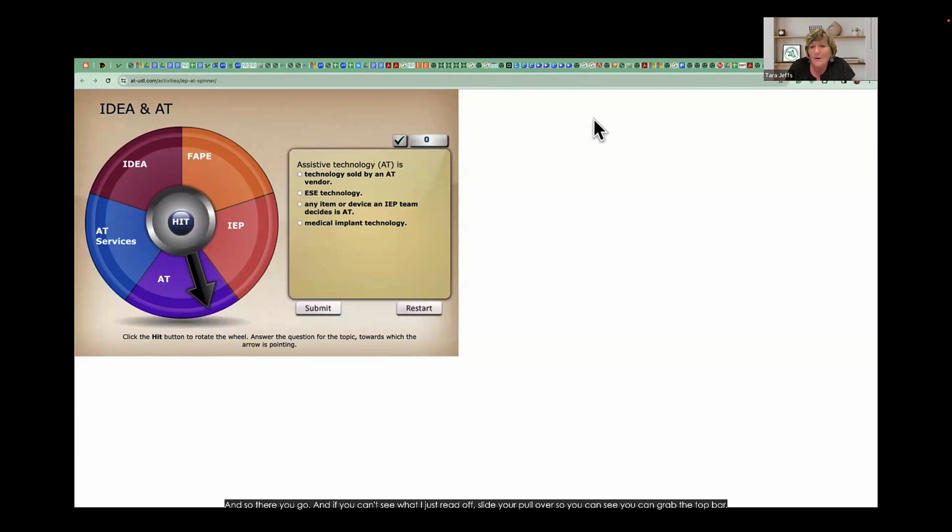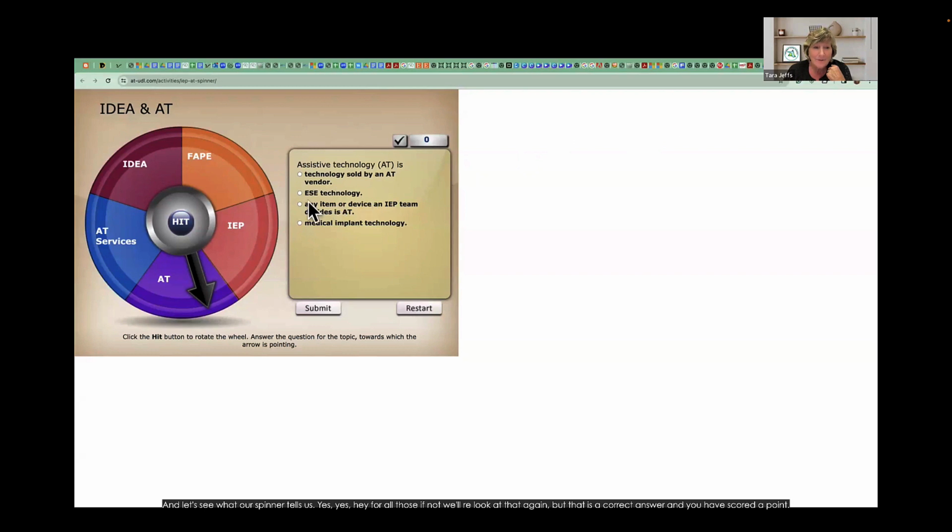You can grab the top bar. It looks like we've got 16, 17, 18, we're getting there. We've got 21 folks, 22 folks. We need just a few more of you to step up to the plate and give it a shot. Are we ready? Okay, I am going to submit our answer with the most votes, and that would be any item or device an IEP team decides is AT.